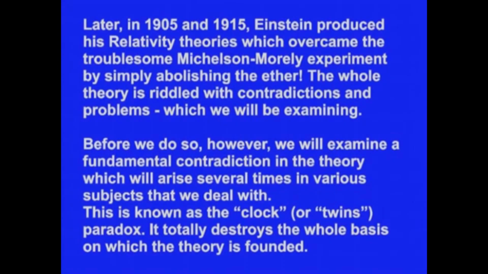Later, in 1905 and 1915, Einstein produced his relativity theories, which overcame the troublesome Michelson-Morley experiment by simply abolishing the ether. The whole theory is riddled with contradictions and problems.